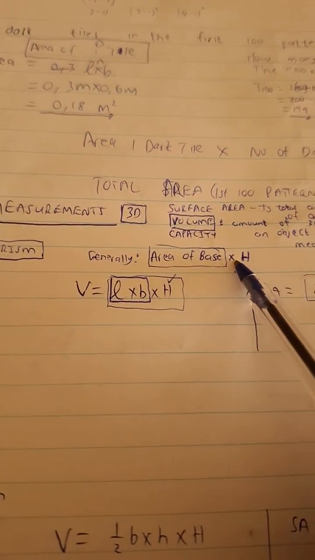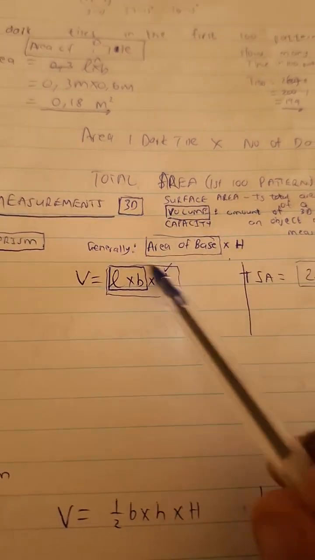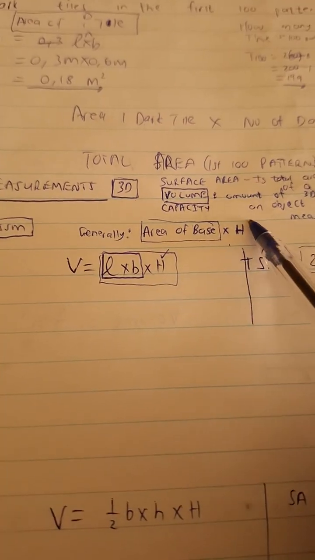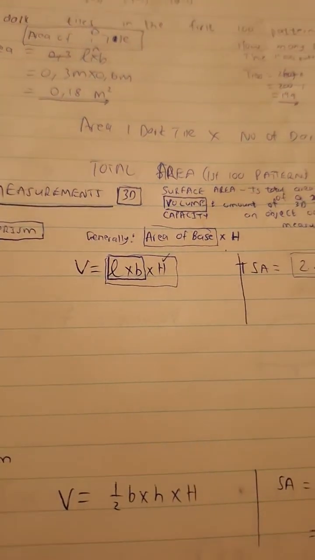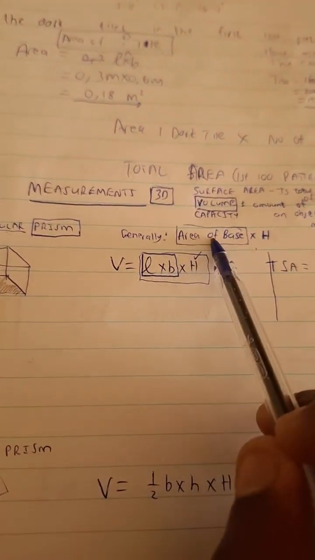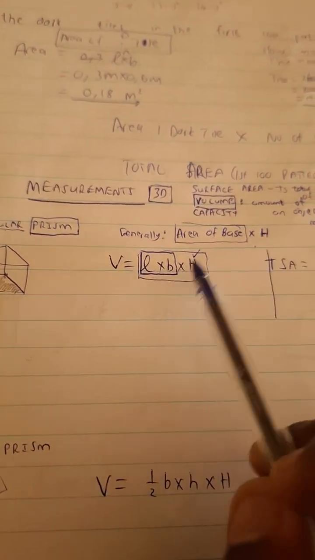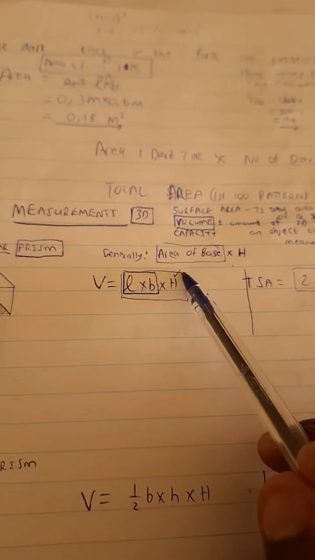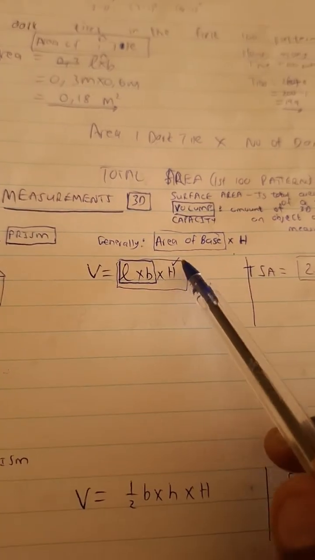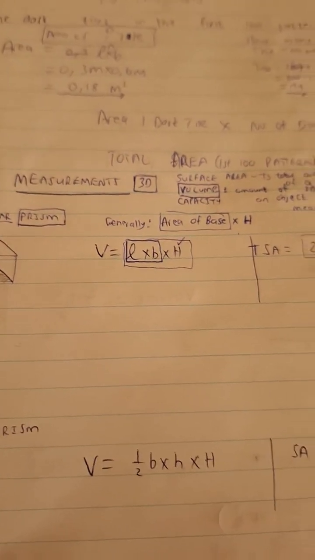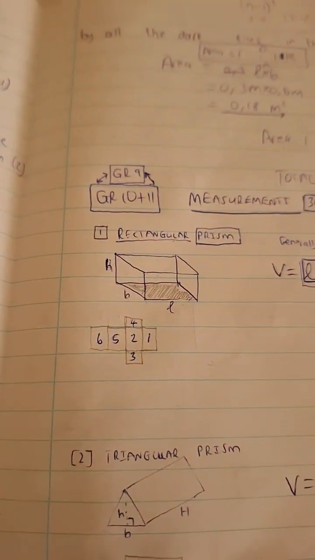Why? Because generally speaking, when we are calculating the volume of any 3D shape, we are taking the area of its base and we are multiplying by its height. So this formula makes sense because length times breadth speaks to the area of the base. The multiplication of the height speaks to combining it with the product of the height itself of the three-dimensional shape.